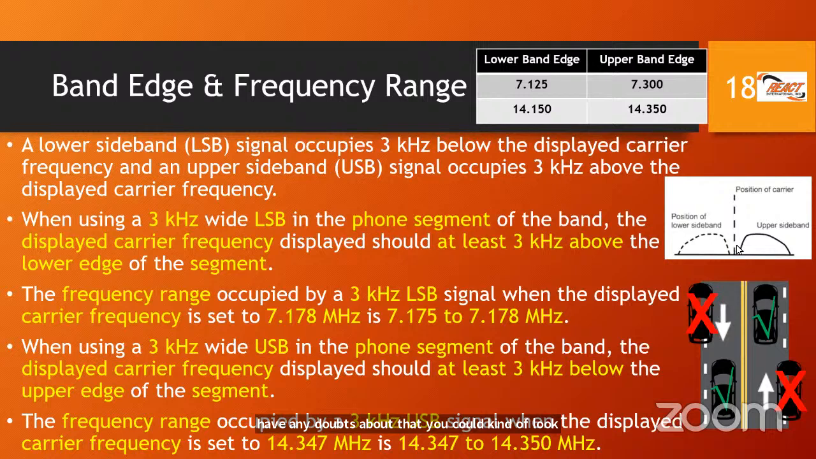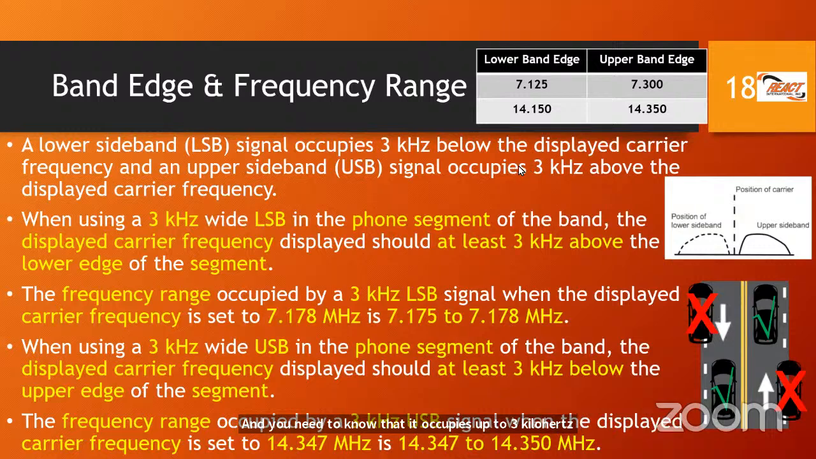And similarly, for lower sideband, we get rid of the carrier and we get rid of the upper sideband, and we're just left with the lower sideband. So sideband operation is quite effective. But there are a couple of things that we need to know about sideband operations, right? First of all, any sideband occupies 3 kilohertz of bandwidth, right? So if you have a lower sideband signal, it occupies 3 kilohertz below the frequency that's displayed on your radio. So whatever the readout is on your display, the signal itself occupies a certain amount of bandwidth, and you need to know that it occupies up to 3 kilohertz below what is displayed.